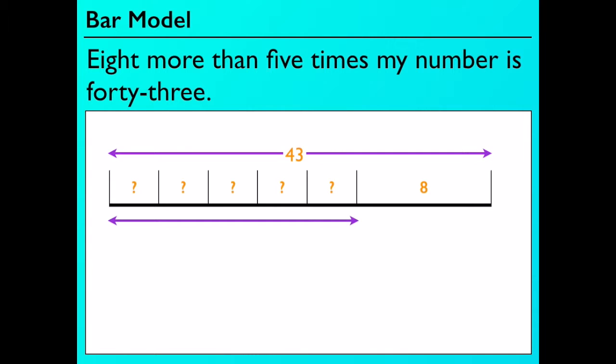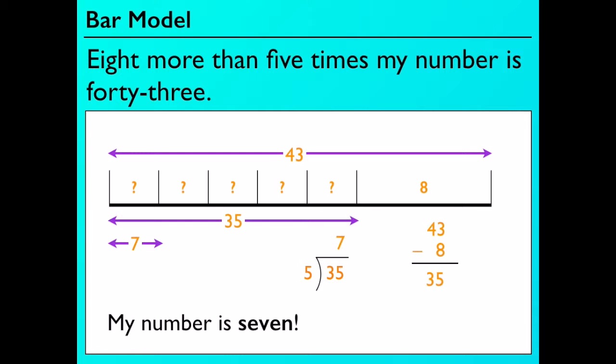So I know that the entire length is 43, and I know that end length is 8. So if I take 43 minus 8, I'm left with 5 times our number is equal to 35 in length. Okay, so now I want to find the length of just my number, not 5 times my number. So I can take 35, which is 5 times my number, divided by 5, which is the number of times my number, and get 7. So in this case, the length of one question mark here, or my number's length, is 7.